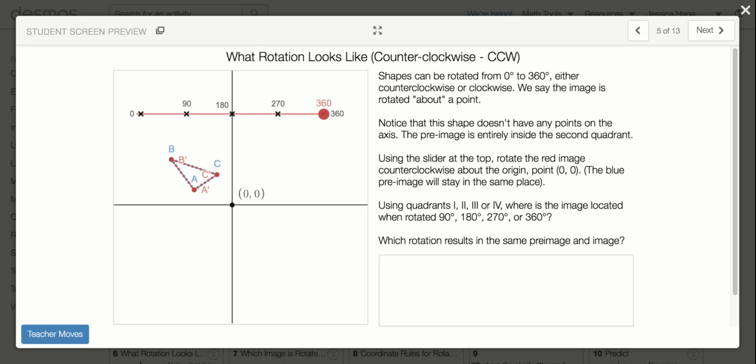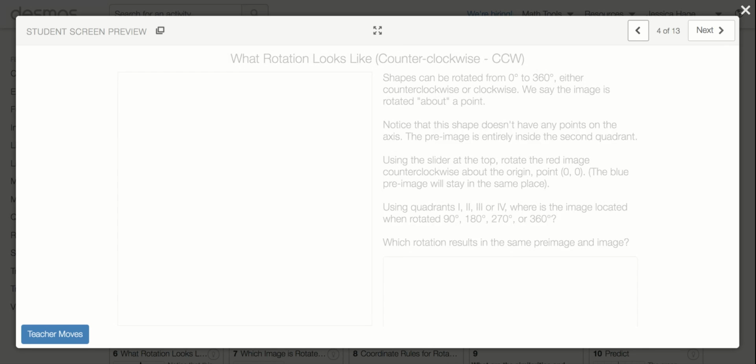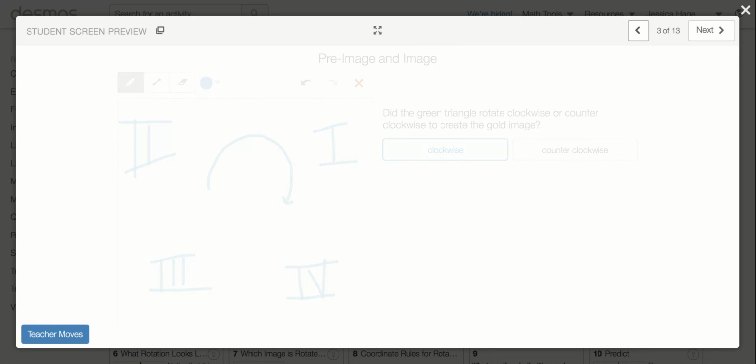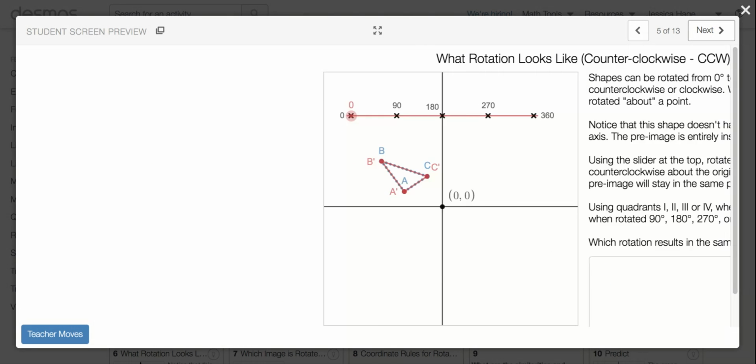It would be back on itself, okay? The pre-image is in blue, and that's quadrant 2. Okay, that's why we labeled the quadrants in the previous slides. If you're not sure of the quadrants, make sure you go back to review them. Okay, so we're in quadrant 2.